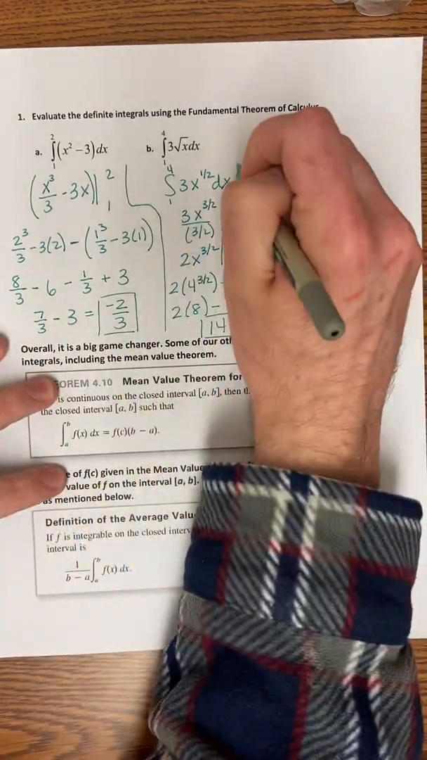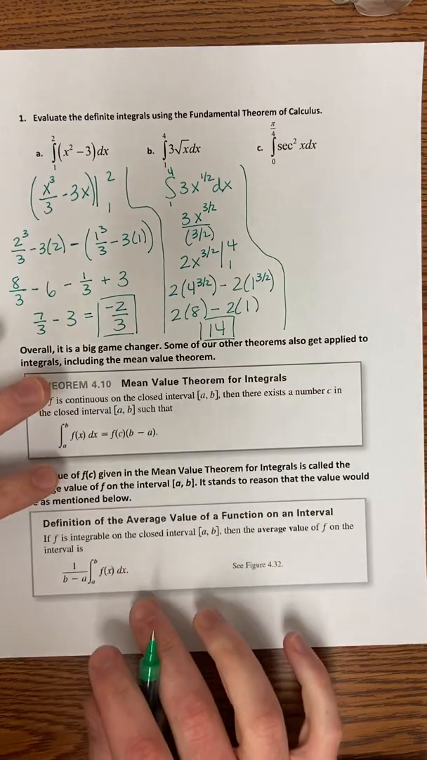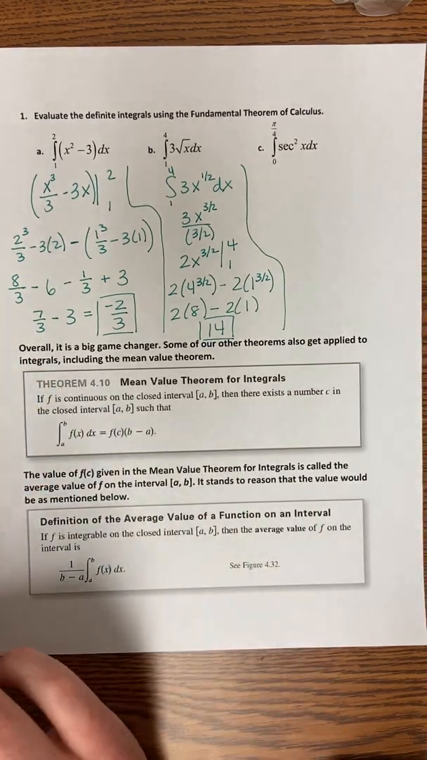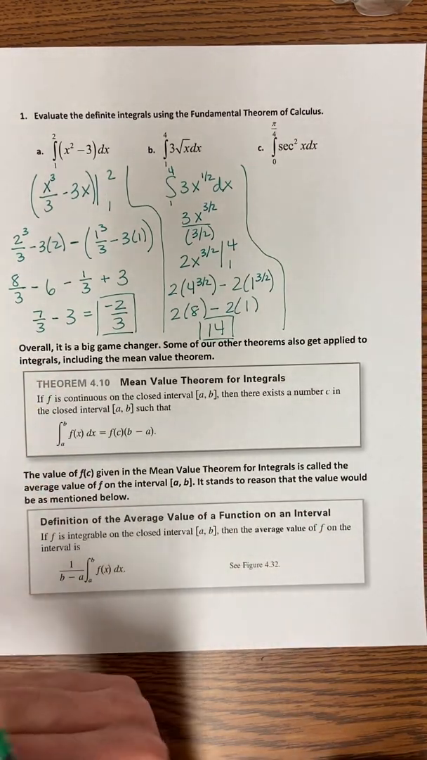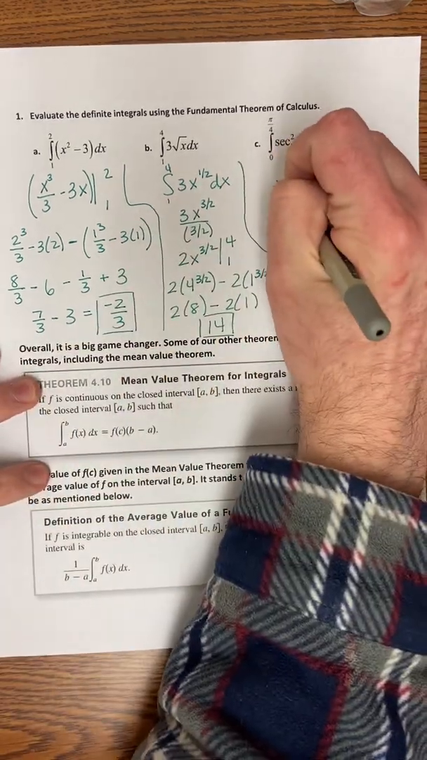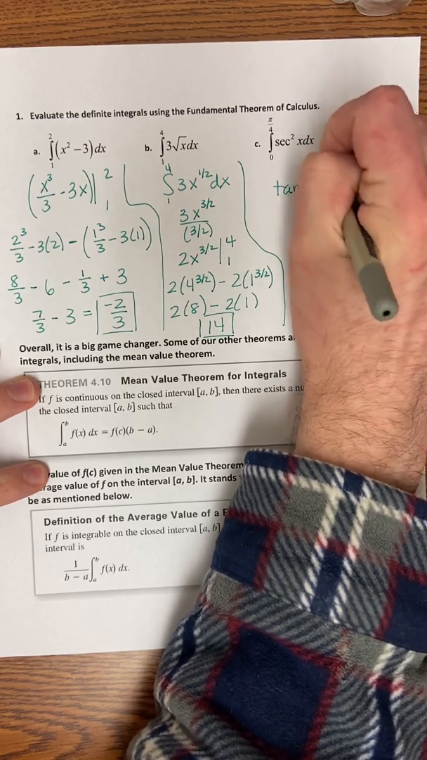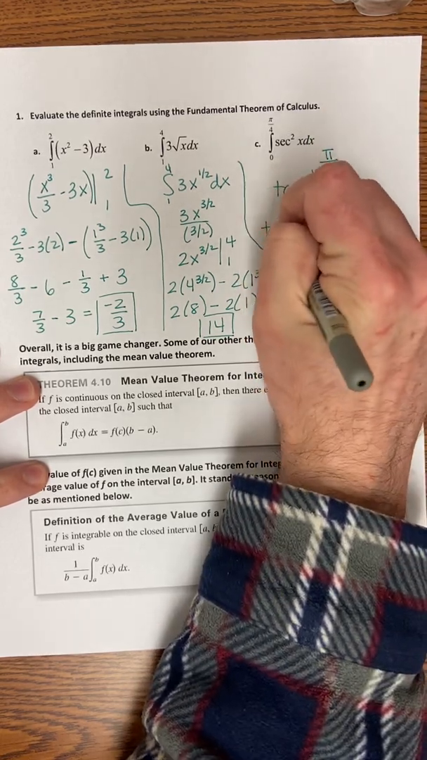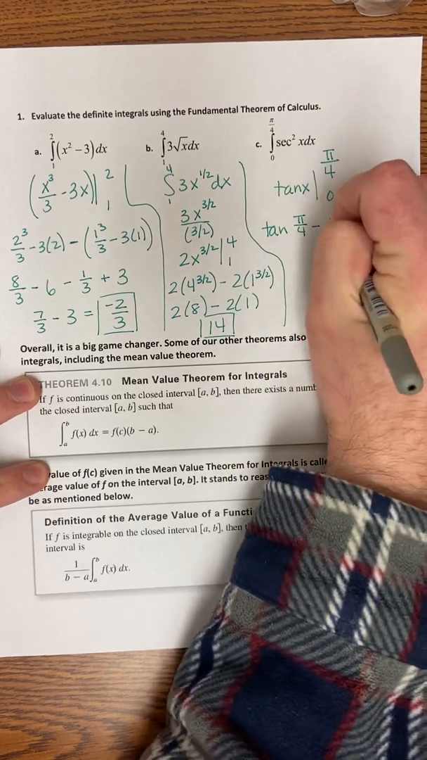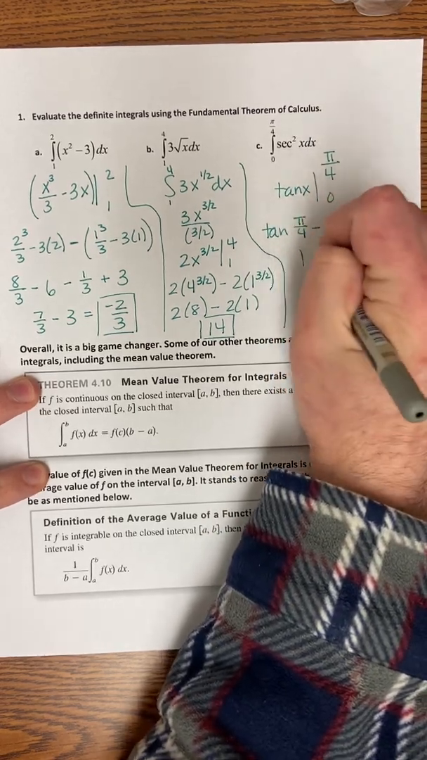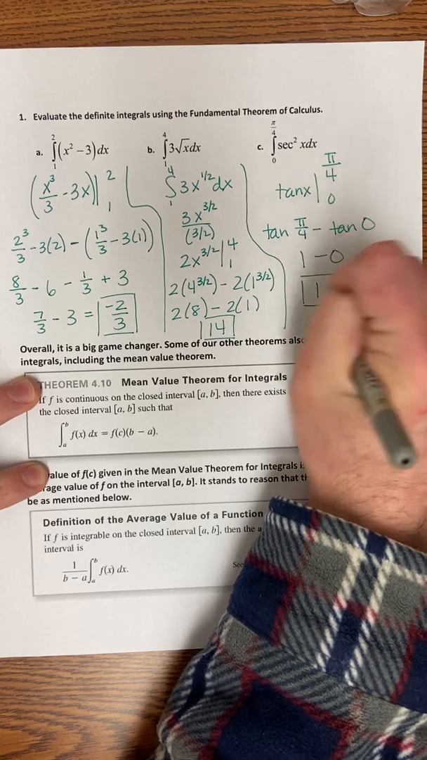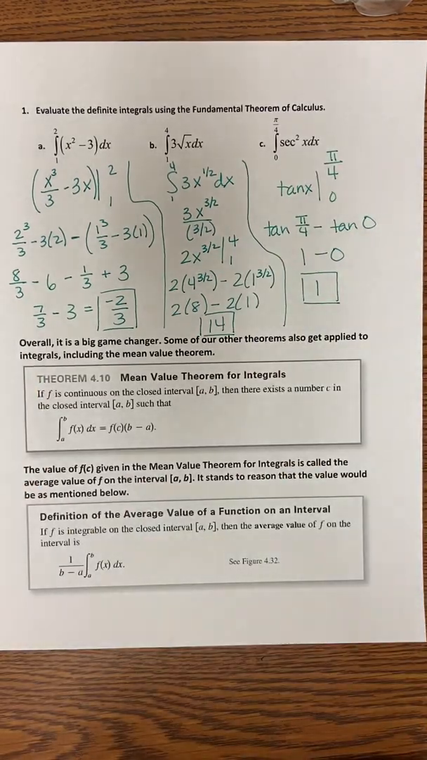And we can even do this with trig functions, which is nice for us. The integral from 0 to pi over 4 of secant squared x dx. The integral of secant squared x will be tangent x evaluated from 0 to pi over 4. So that's the tangent of pi over 4 minus the tangent of 0, which is 1 minus 0, which is 1. So look how quickly we just did 3 problems, and most likely if we were still using the limit definition version, we'd still be doing the first one.